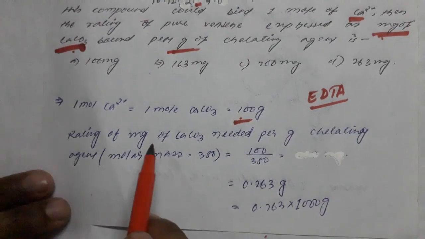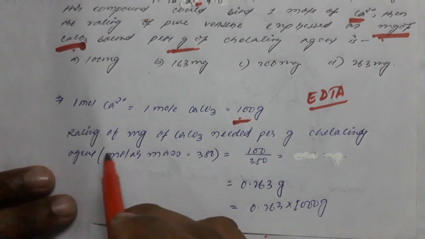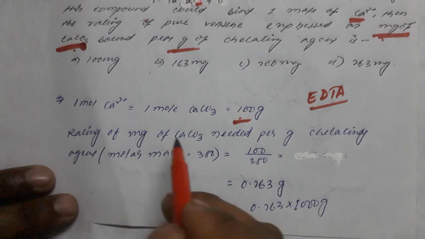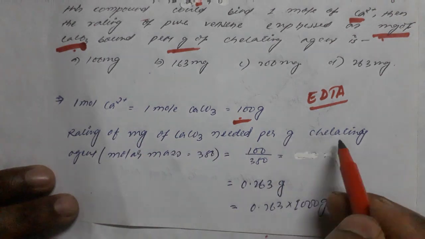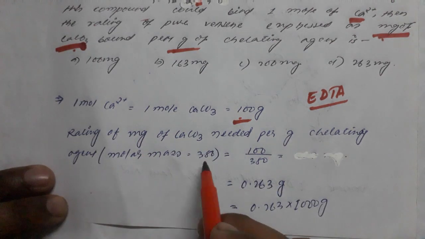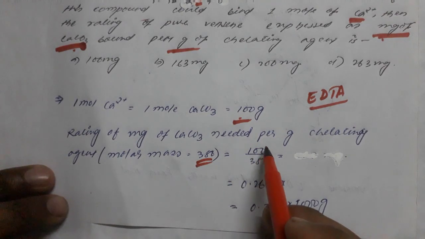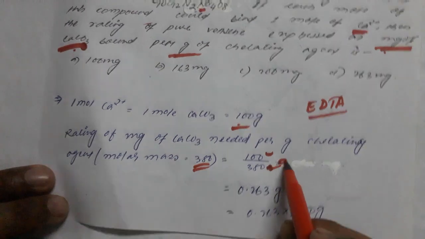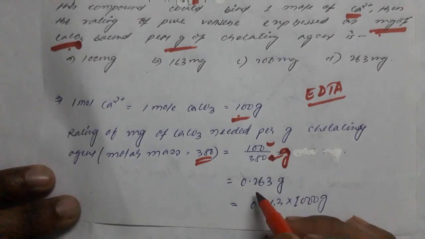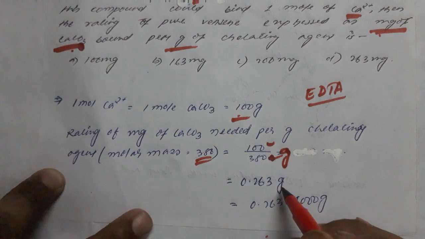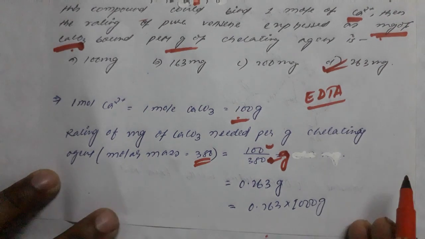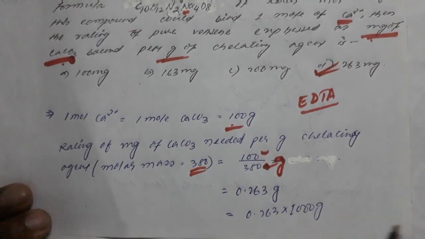Now the rating of milligram of CaCO3 needed per gram of chelating agent, molar mass it will be 380. So this much of this, right? 100 of 380. So it is in gram, right? So the value comes out as this, and so we have to convert it into milligram. So just multiply with 1000. So that's it. So the answer comes out as this. It's very simple, guys. It's very simple. I'm telling you. Just try to go through these things.